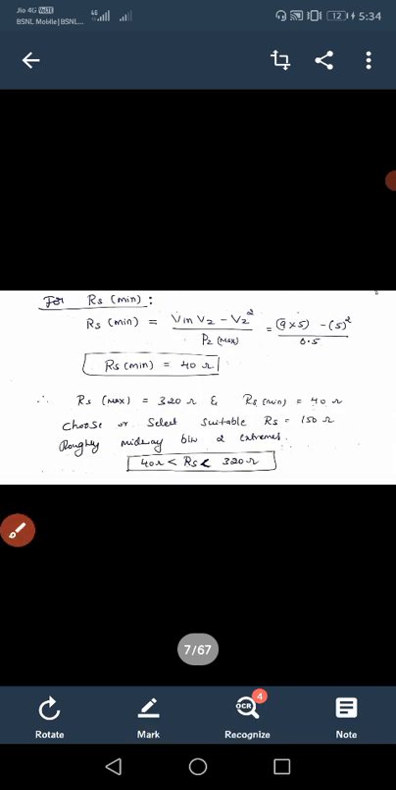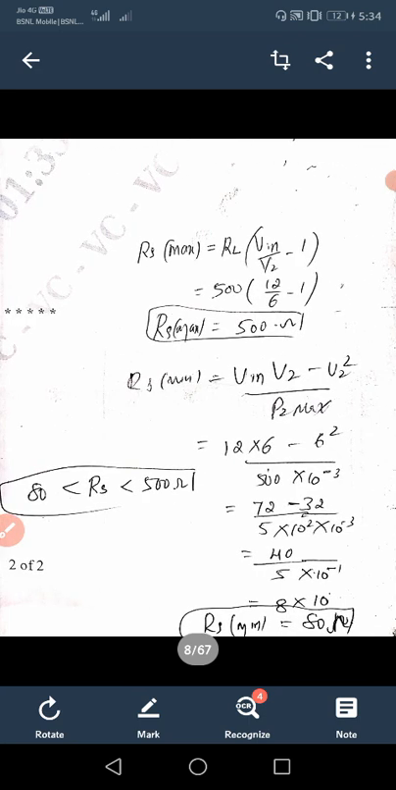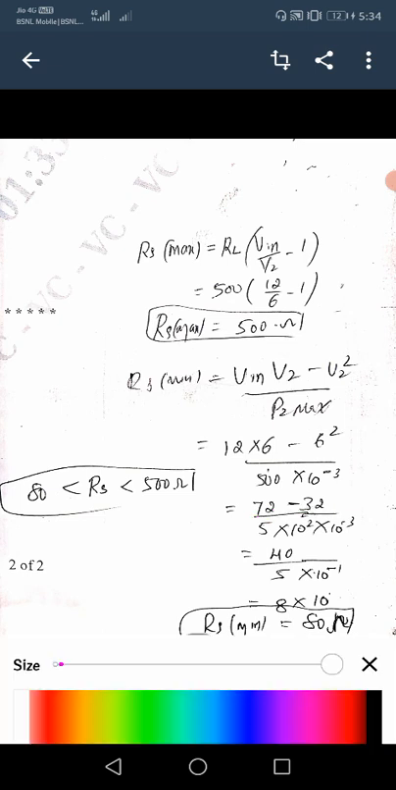So the RS minimum formula is, RS minimum is equal to Vin Vz minus Vz square divided by Pz max. So you are going to get an answer. But this is not the correct answer. So the correct answer I have written here. Just look at it now, based on their given. Students, look here. This video will take some time, but you are going to get a right solution for the entire 100 marks. Okay. So this is the problem which is given.